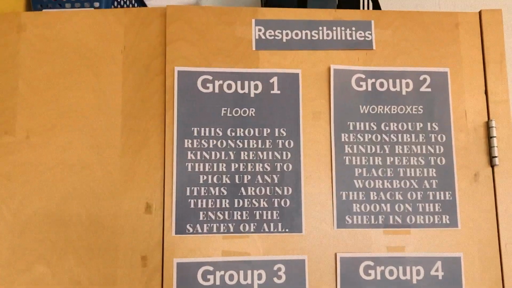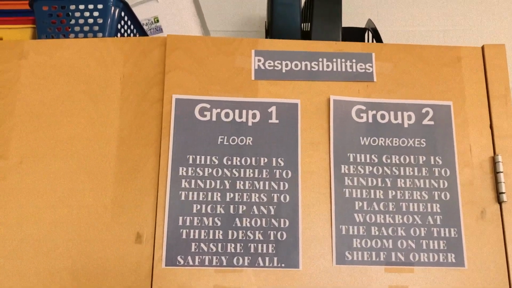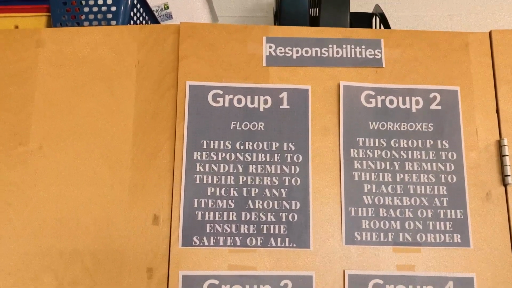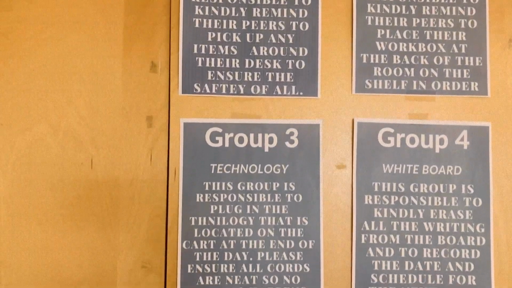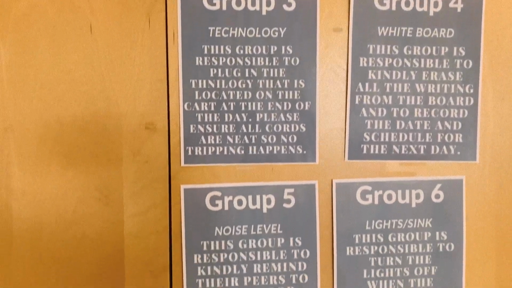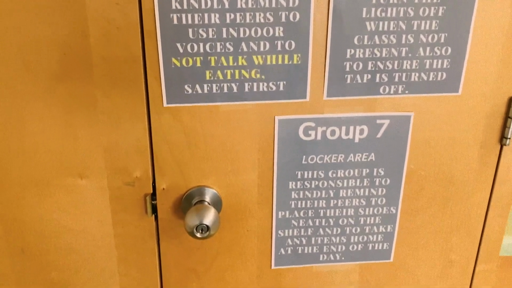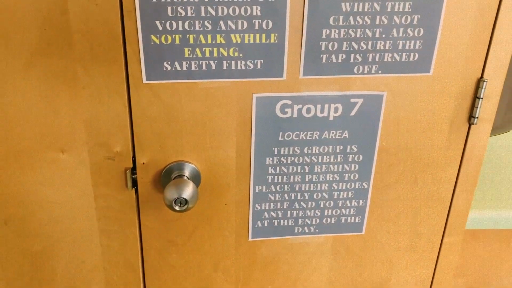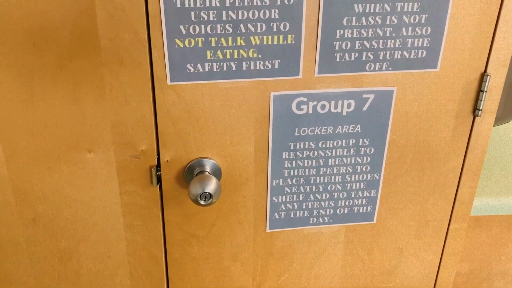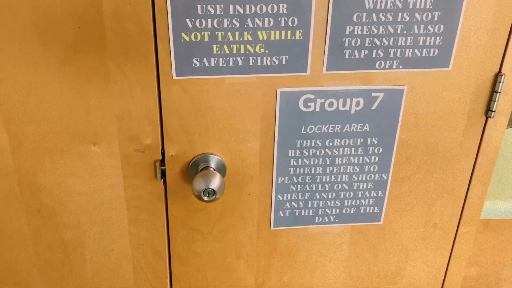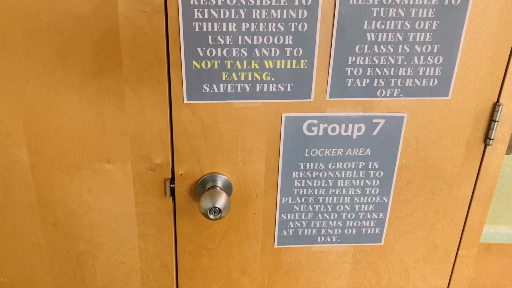So these are my classroom responsibilities, and I do call them responsibilities. I do not call them jobs. And I have 7. So I have the floor, work boxes, technology, whiteboard, noise level, lights and sink, and locker area. Locker area is where the students put their shoes and their jackets. Presently, they do not put their jackets in the locker area because they are closed. They have their jackets on the backs of their chairs.